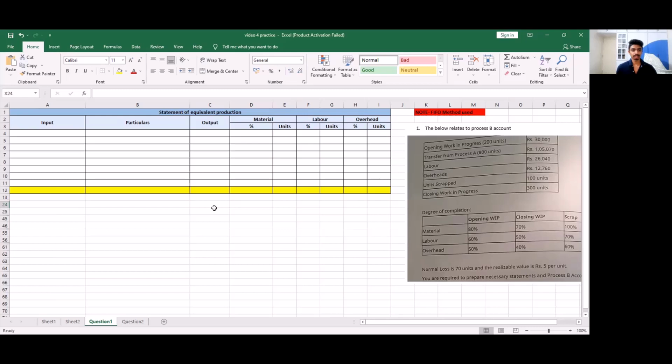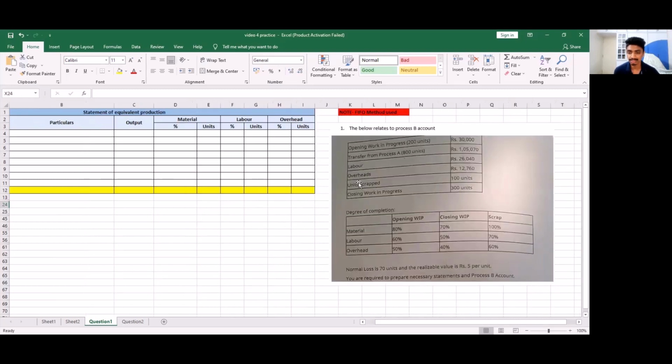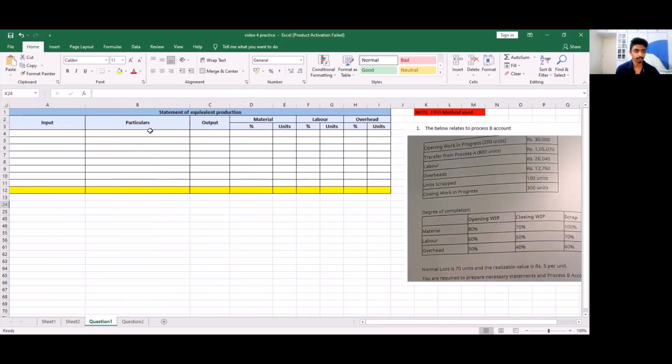So this is our first account and it is called Statement of Equivalent Production. The format for this account is input, particulars, output, and then we have materials under which we have percentage and units. Similarly, we have labor under which we have percentage and units, and finally overheads under which we have percentage and units. So the first item we are going to put in this account is our opening work in progress. So in particulars, we are going to type opening work in progress.